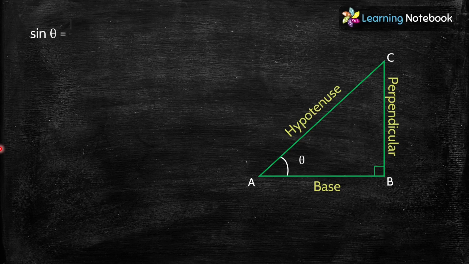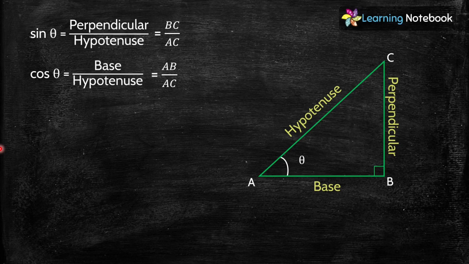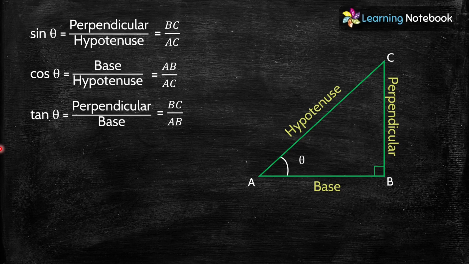So students, sin theta equals perpendicular upon hypotenuse, which is equals to BC by AC. Next, cos theta equals base upon hypotenuse, which is equals to AB by AC. Then tan theta equals perpendicular upon base, which is equals to BC by AB.